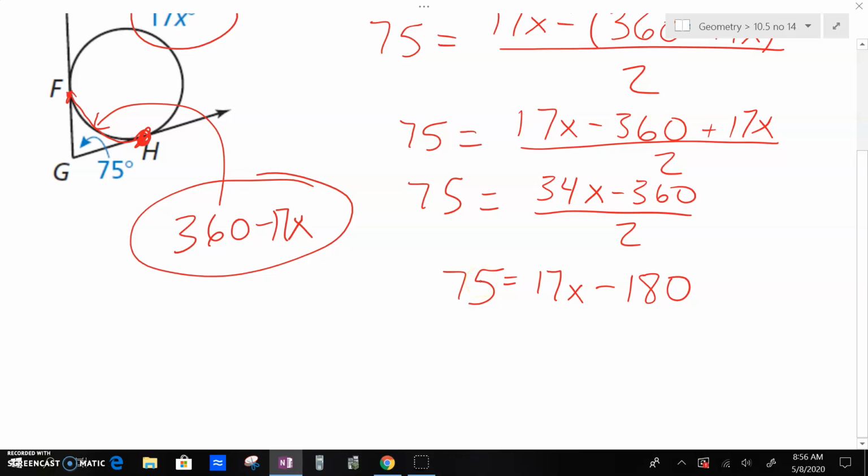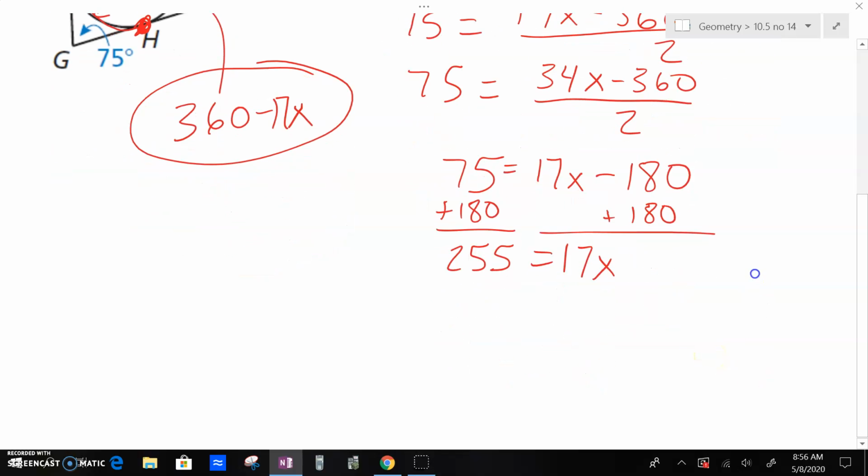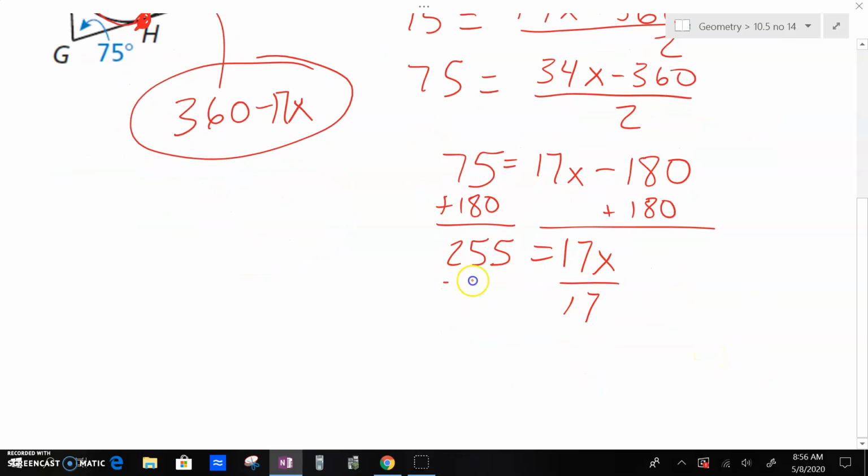I'm going to add 180 to both sides, and then I've got 180 plus 75, which is 255, equals 17x. Then I need to divide by 17, and certainly you can use a calculator on this. How many times does 17 fit into 255? The number of times 17 fits into 255 is 15.